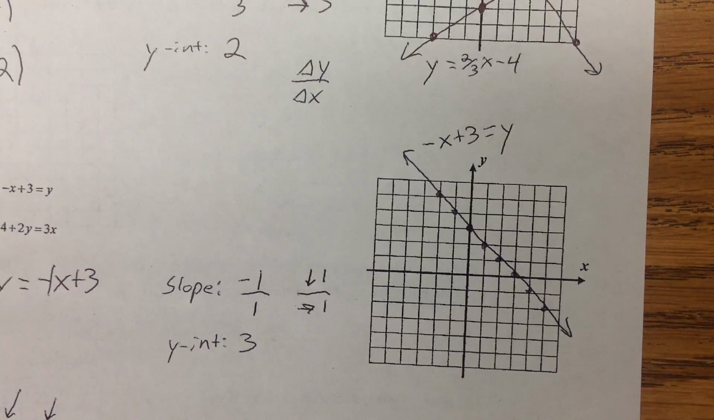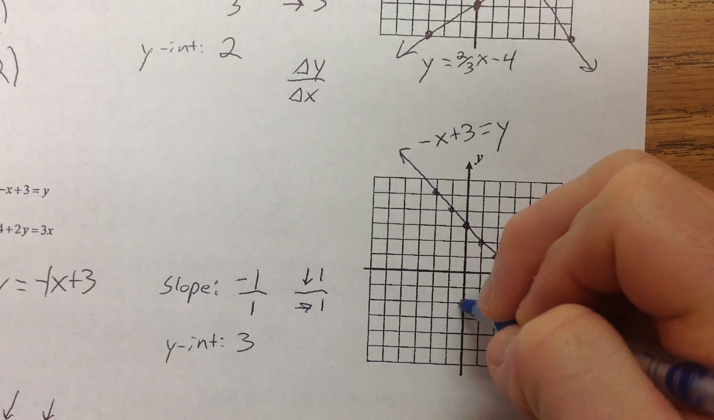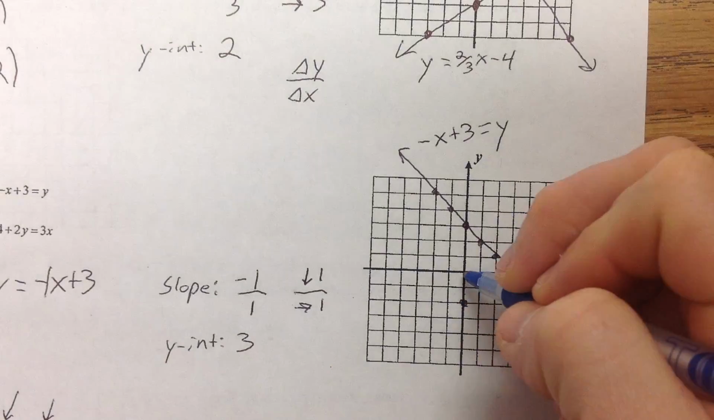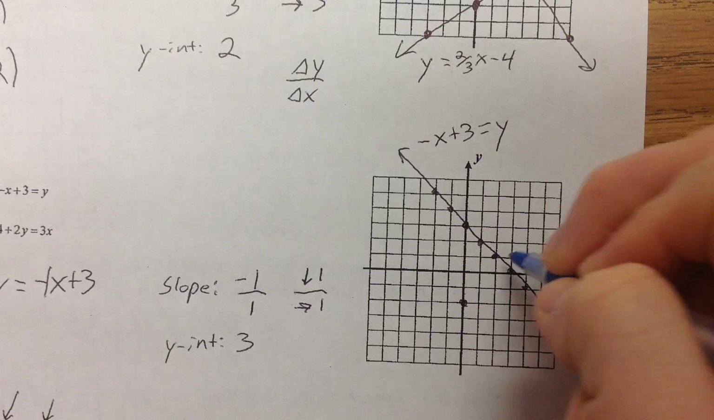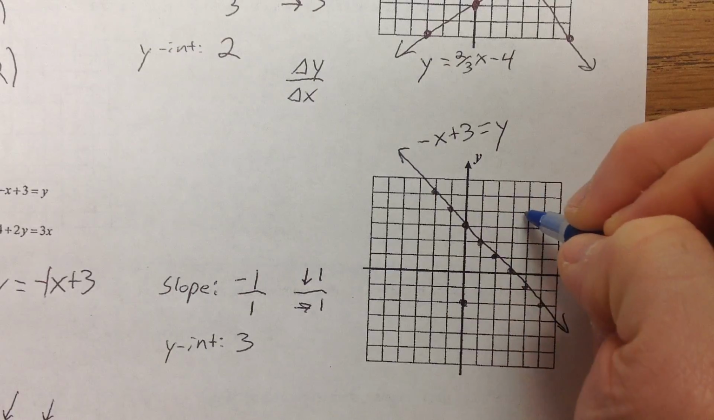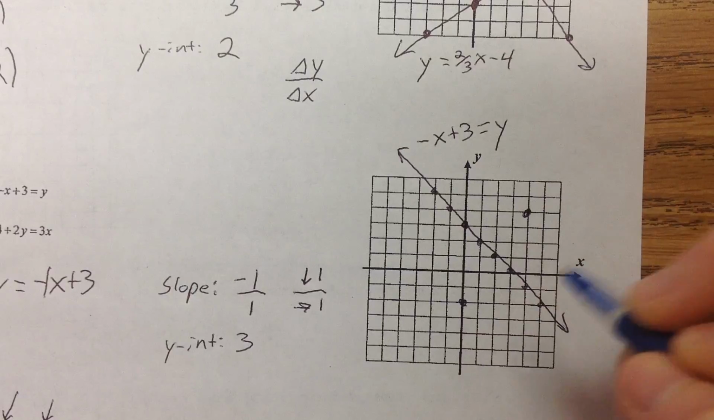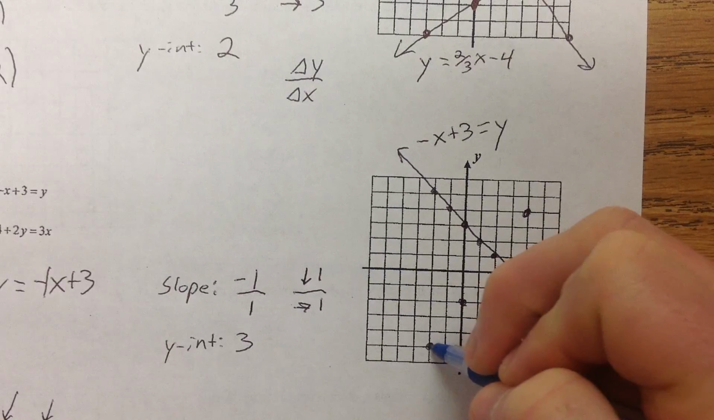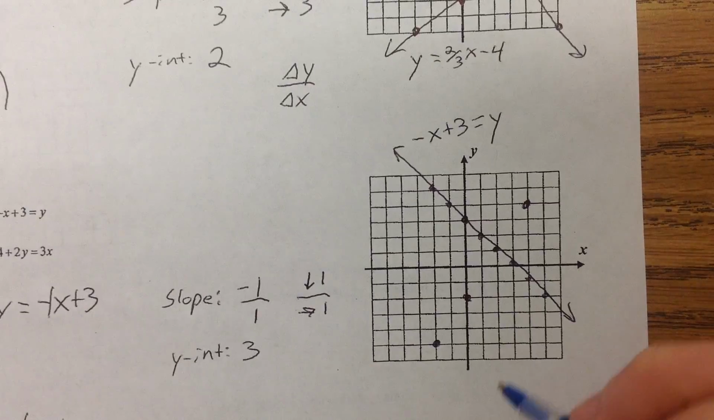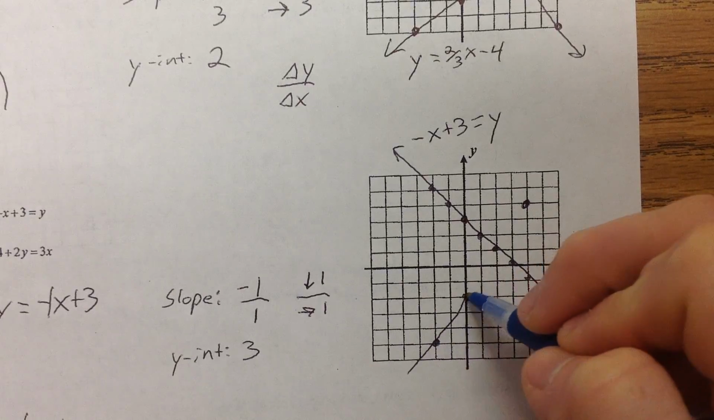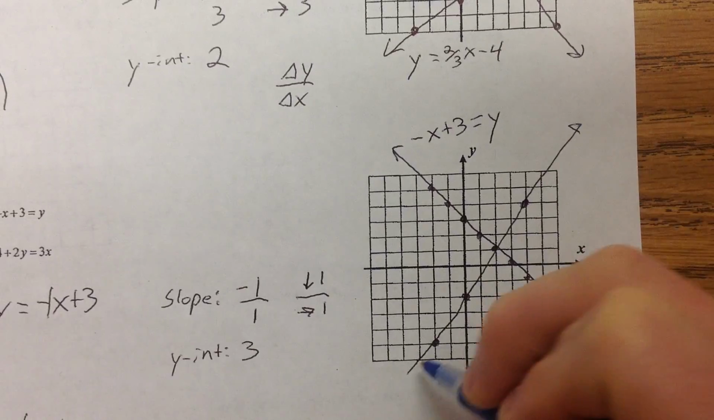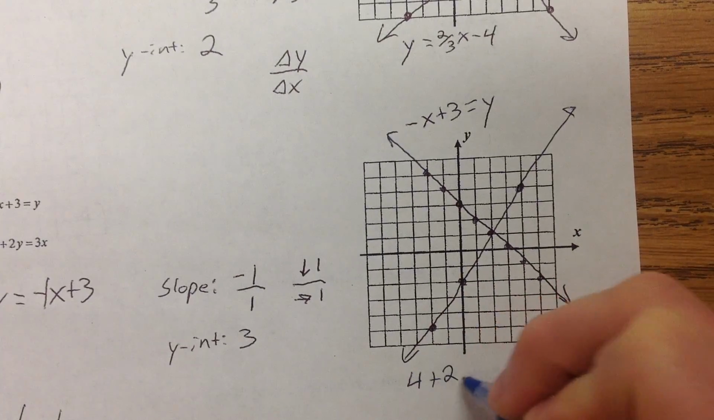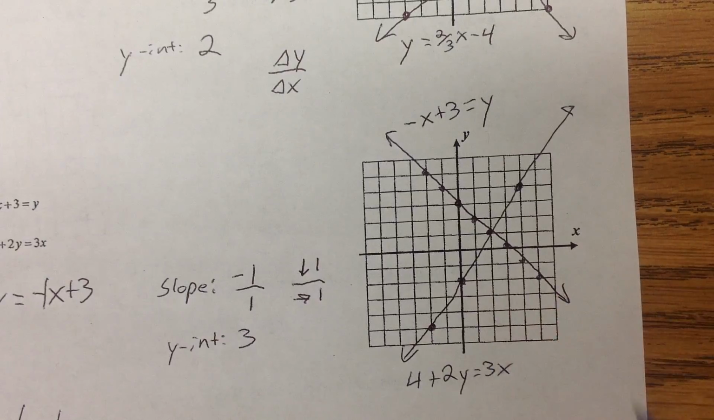So if we go up to our graph here, we start 2 down on the y-axis, and then we go up 1, 2, 3 over 2. Up 1, 2, 3 over 2. And we can also do the opposite. Down 1, 2, 3, and then back 2. All right. So let's connect our points here. Label our line. 4 plus 2y equals 3x.